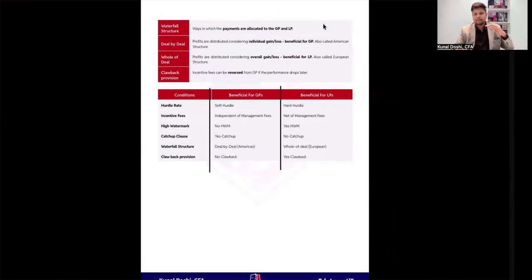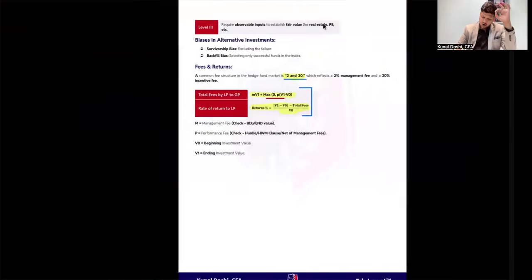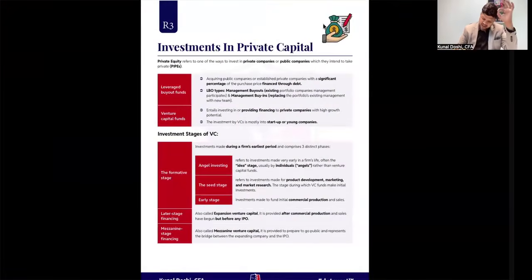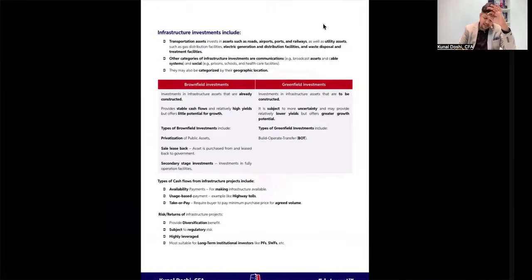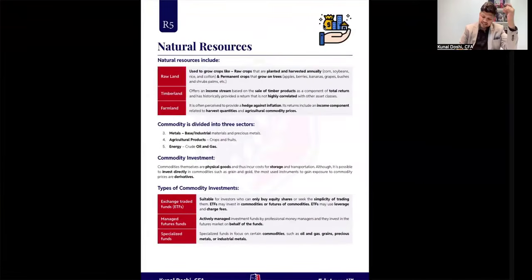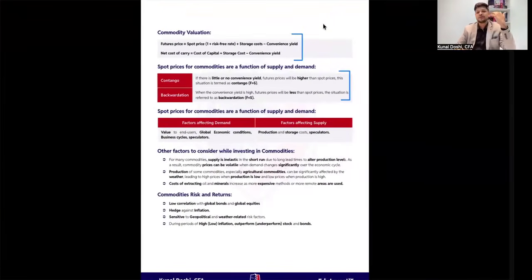For whom? Perfect. In the deal by deal, remember, each deal individually you calculate, the whole of the deal you calculate for the total gain and loss, which is good for whom? We've already discussed that. All good till this point? Check. Now, if you see, throughout the syllabus there is only one formula with respect to commodities, which we already know.